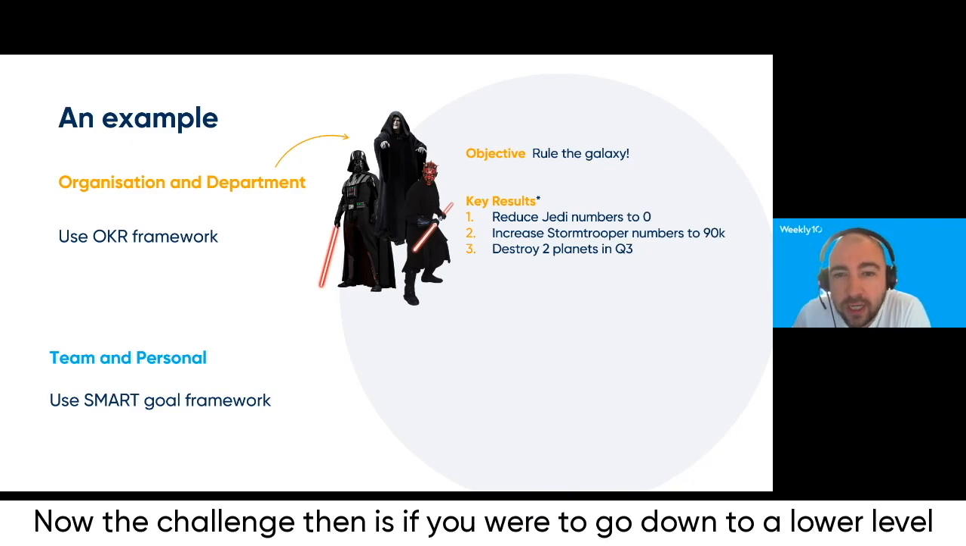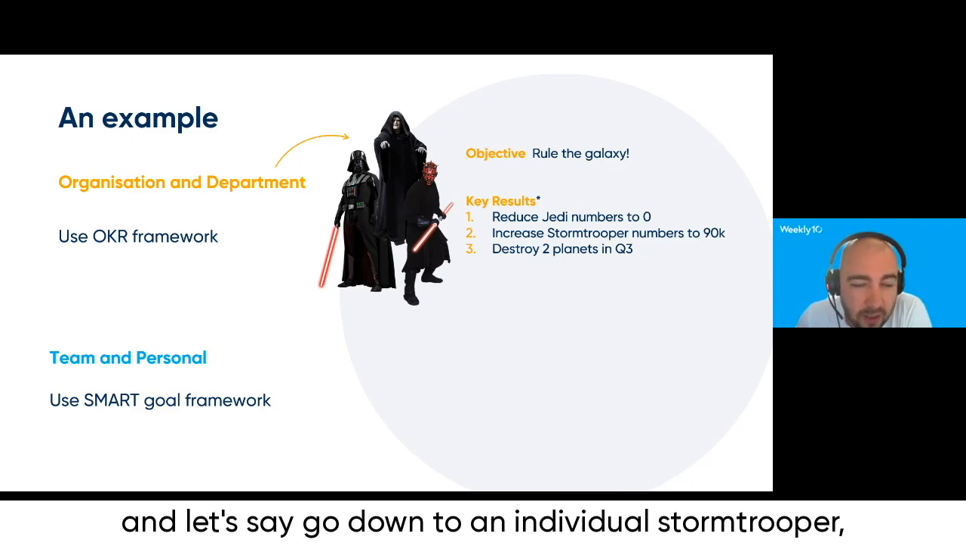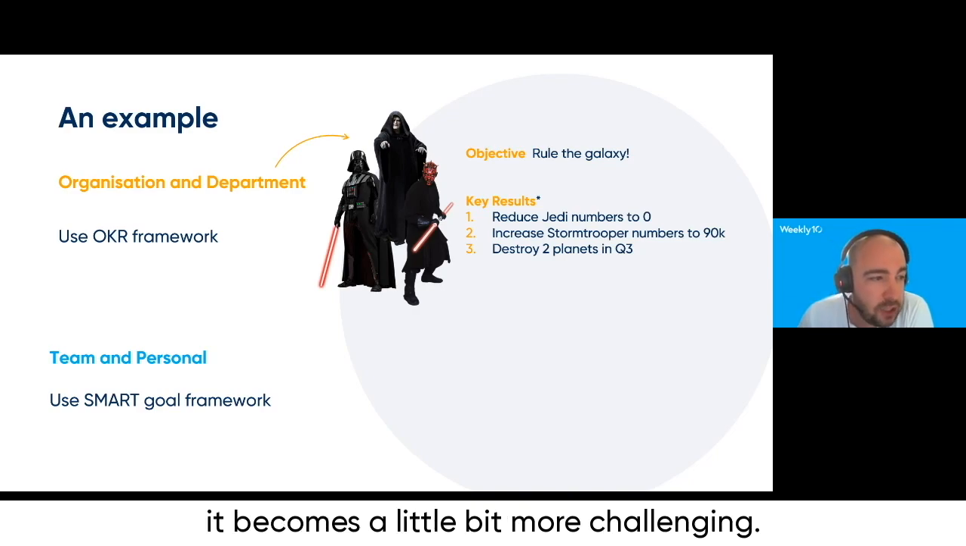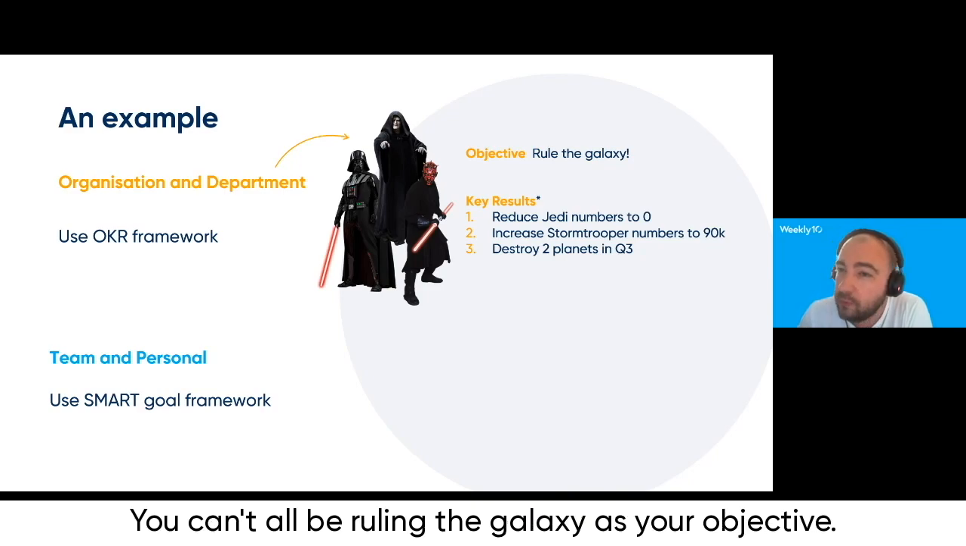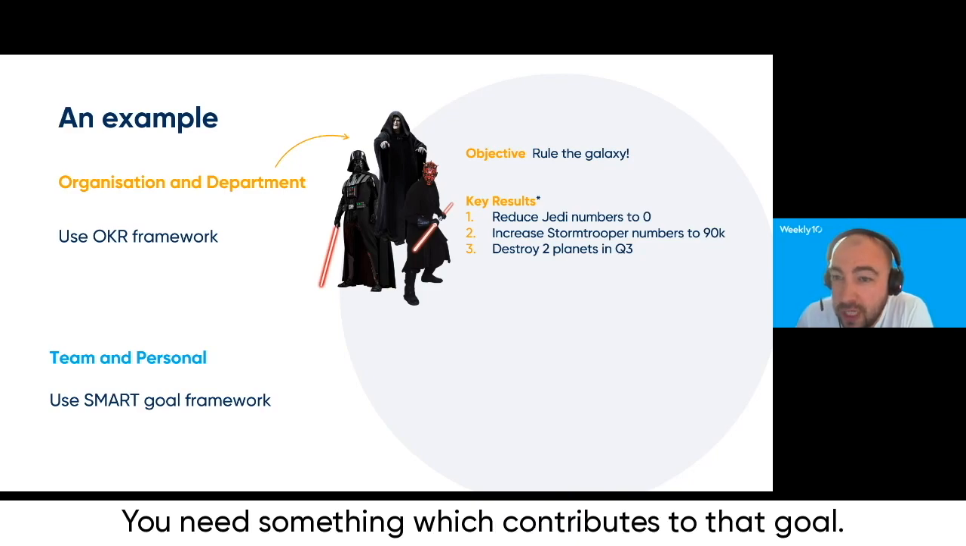Now, the challenge then is if you were to go down to a lower level and let's say go down to an individual stormtrooper, it becomes a little bit more challenging as to what your objective will be. You can't all be ruling the galaxy as your objective. You need something which contributes to that goal.